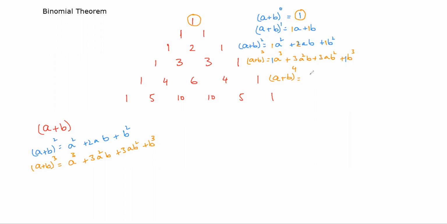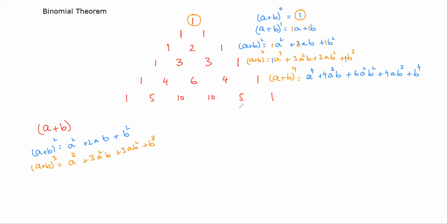Now, in the same way, I'll be using these as the coefficients, and I'll have, first of all, a raised to power 4. Then I'll have 4a cube b plus 6a squared b squared plus 4ab cube, and then plus b raised to power 4. This is really cool, okay?